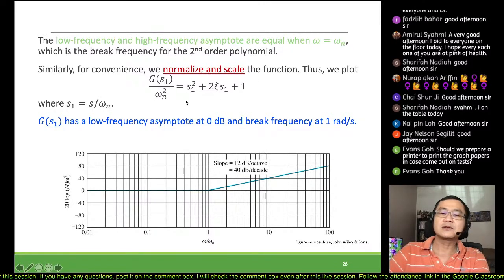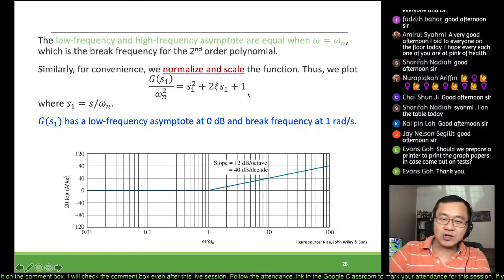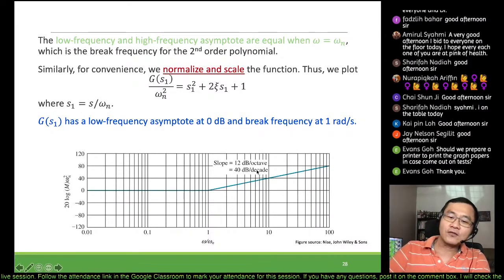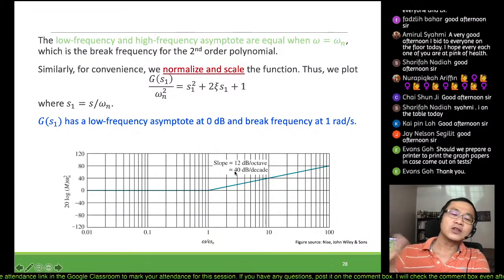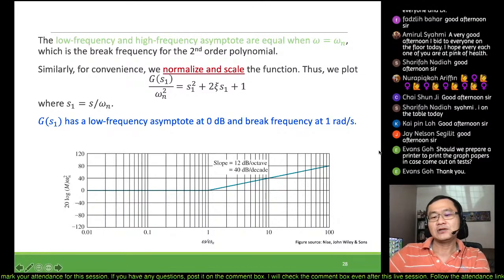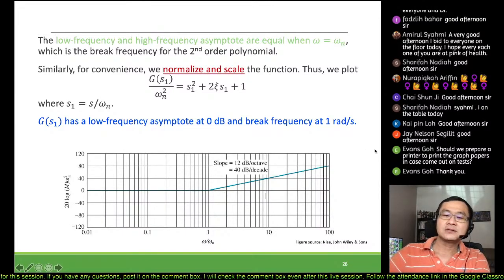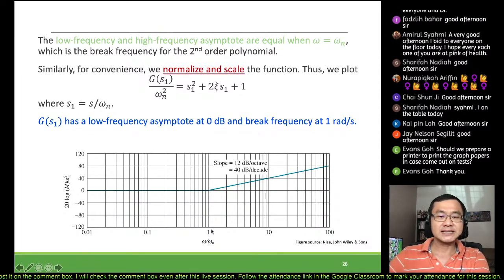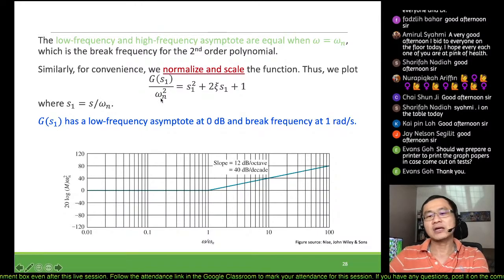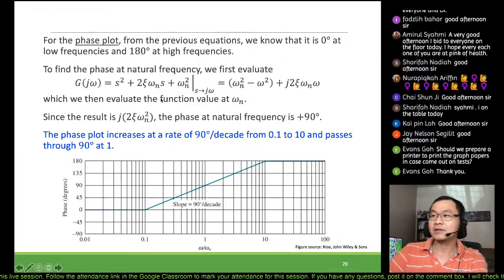Okay, so we get this normalized and scaled form, right? And once we normalize them, we can start with 0 dB, and then with a slope of, instead of 20, we use 40 for a second order term, right? 40 slope, right? Just draw, and this one represents our break frequency, or the omega n square, which represents our break frequency over here.